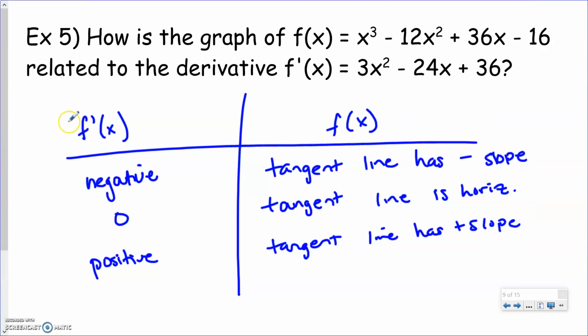Okay, and that actually applies for all comparisons of f to f prime. Whenever the derivative is negative, that means you have a negative slope. If it's 0, your line is horizontal. And if it's positive, you have a positive slope for the tangent line.